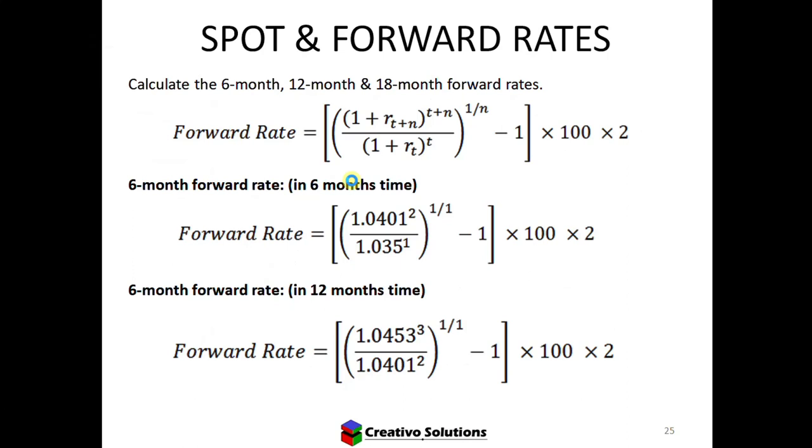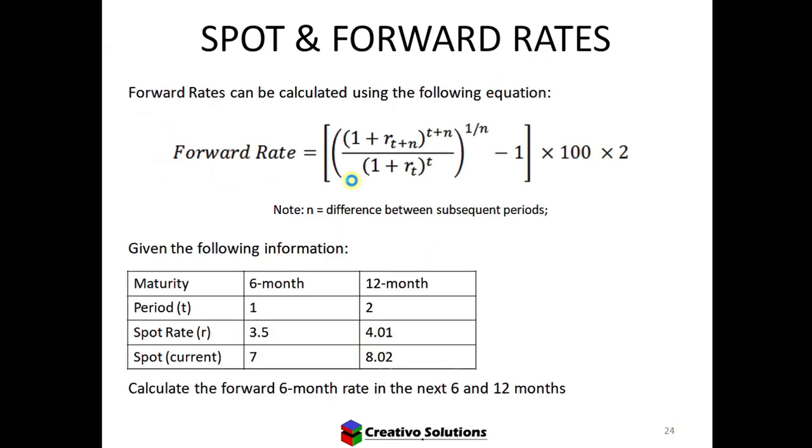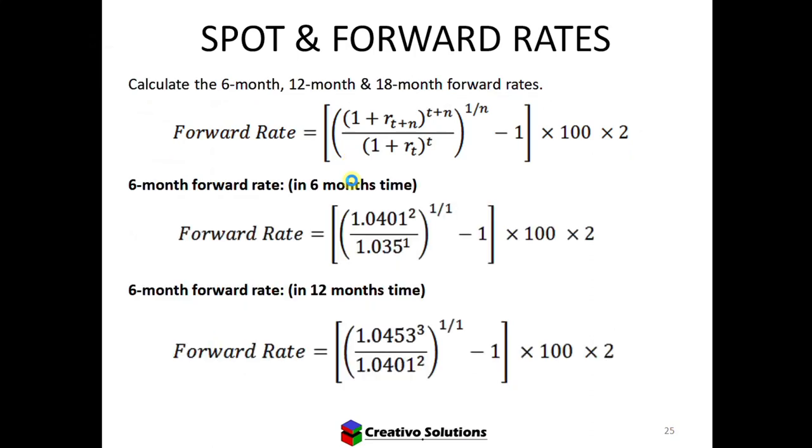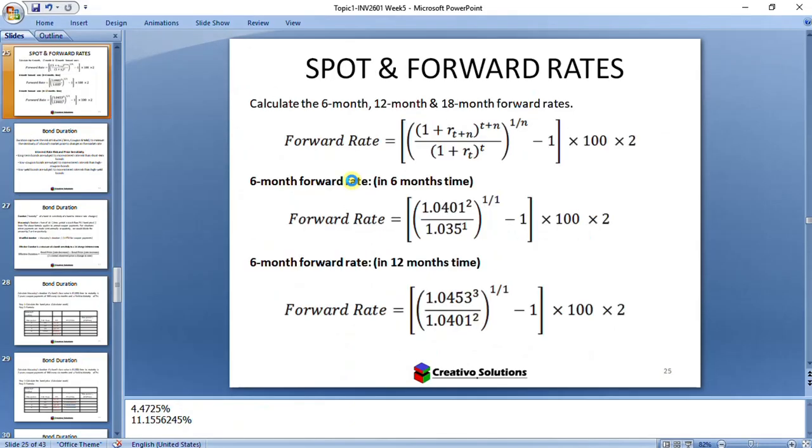I would do the same thing if it was 12 months. I'd be taking the rates from the question and plugging those rates in to determine what the rates are going forward. Please have a look at those calculations and see what you get. You should be getting 4.4725 and you should be getting 11.56245%. Those are the 2 different rates that you have here.